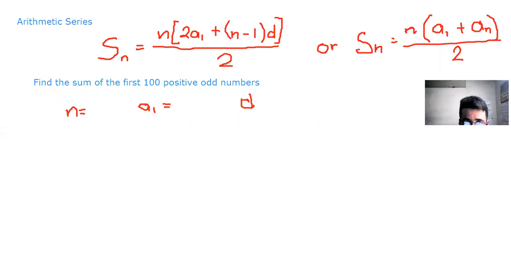How many terms ang hinahanap natin? So, we are finding the first 100 positive odd numbers. So, it means ang terms natin is 100. Kasi first 100 terms. Then, ang a sub 1 natin, when we say odd number, kanina nagsisimula ang odd number? Kay 1. Okay? Kapag odd number, nagsisimula siya kay 1.